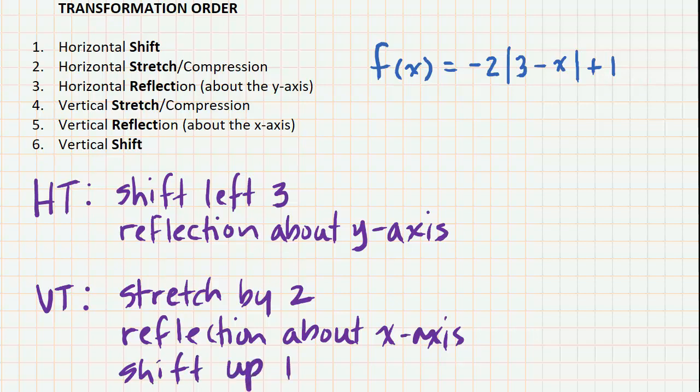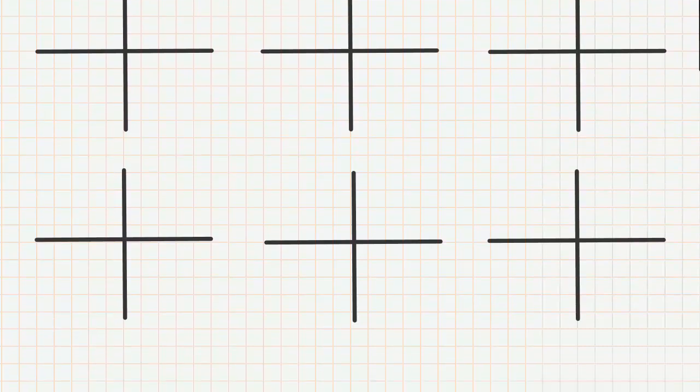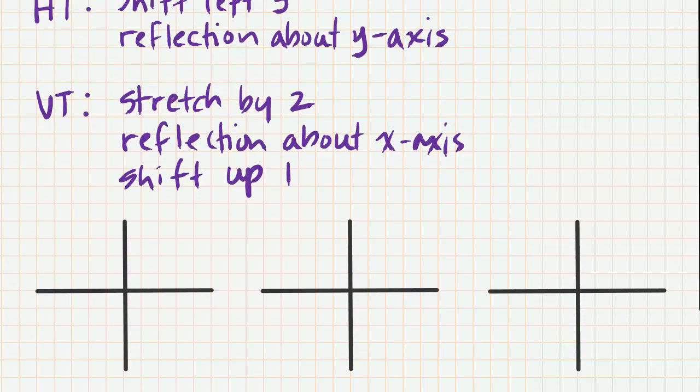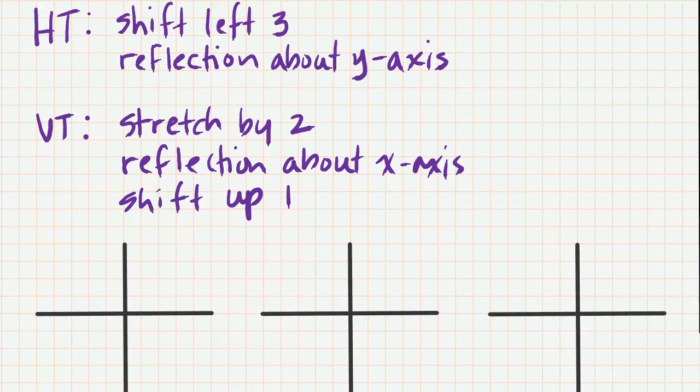So let's go ahead and apply these transformations to the absolute value function. Let's leave those on the board so we can see them. So first, let's graph our absolute value function. Absolute value function looks like that. It's the V. So that is y equals absolute x. This is our basic function. And then we're going to shift left 3 units. So then we're dealing with this graph.